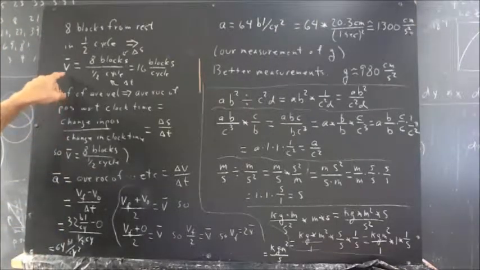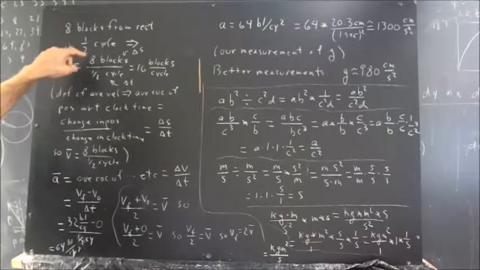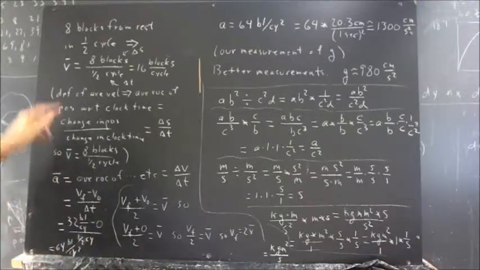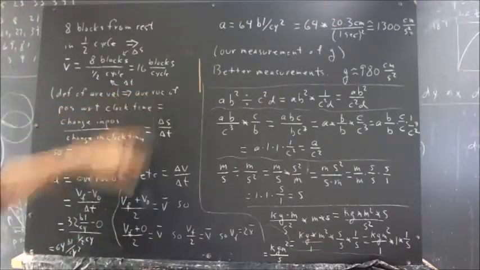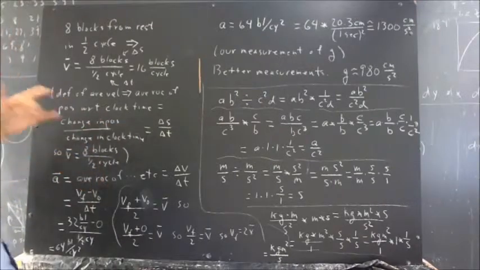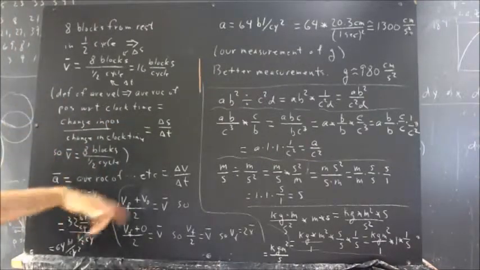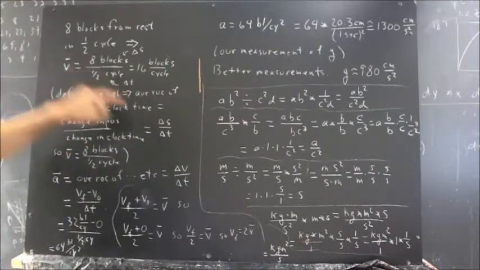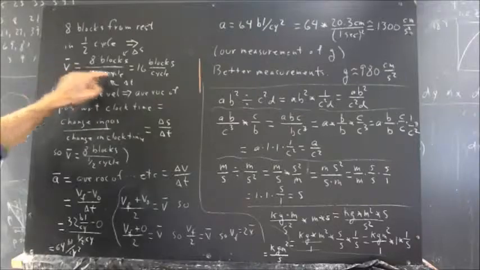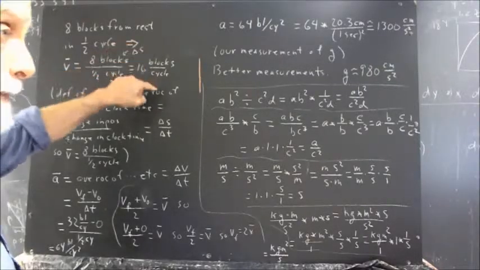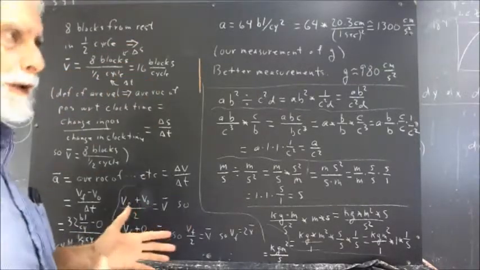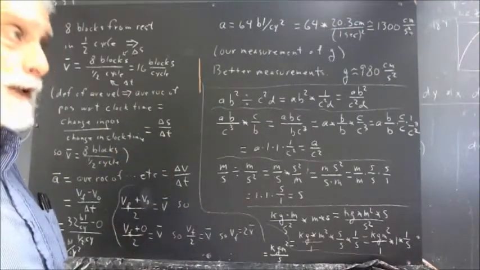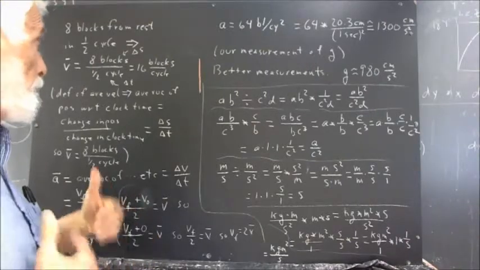Okay, the average velocity is going to be the displacement divided by the time interval. We get that by using the definition of average velocity: the average rate of change of position with respect to clock time, which is change in position over change in clock time, delta S over delta T. We've identified delta S to be 8 blocks, delta T to be half a cycle. We then get an average velocity of 16 blocks per cycle. Now, what I really want to know is, assuming the acceleration of that domino to have been constant, what was that acceleration?